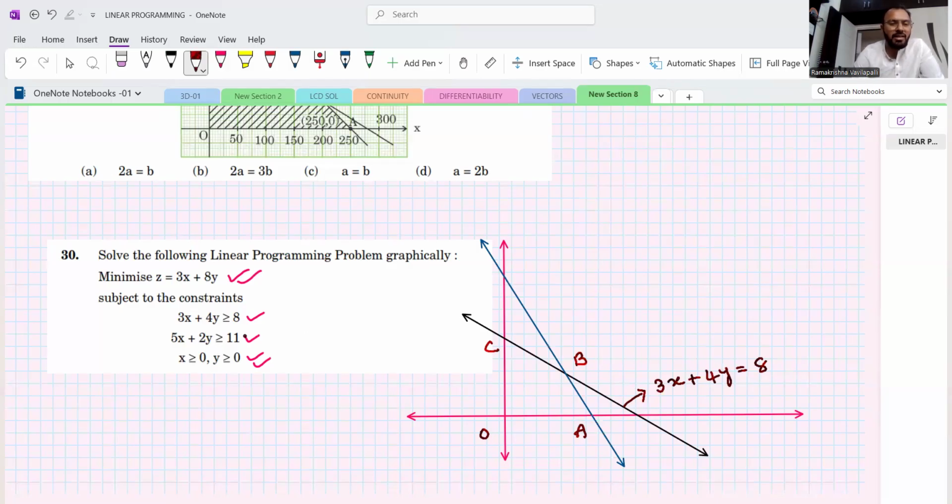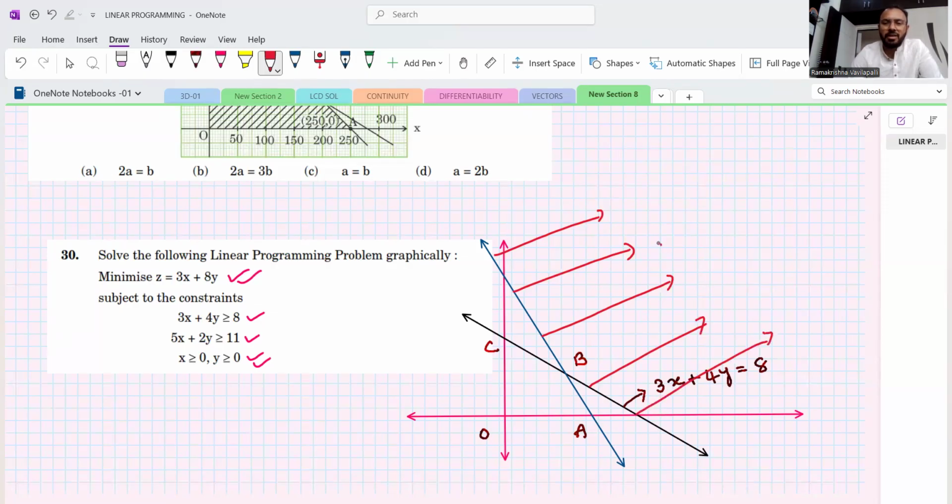And substitute the origin in the second line. No, it is also not satisfying. So above the line. Which means that now the feasible region is this. This is the feasible region. Remember, substitute the origin in each constraint. If it satisfies, you take the side containing the origin. If it is not satisfied, you take the side not containing the origin.